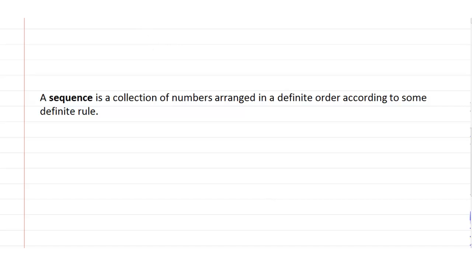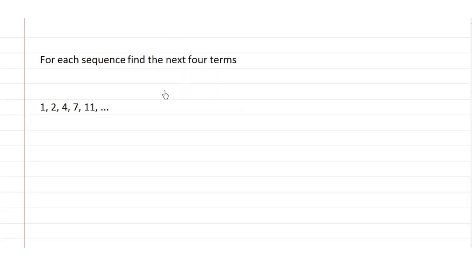Now let us learn how to solve such sums. The question is, for each sequence, find the next 4 terms. And the sequence is 1, 2, 4, 7, 11. So you need to guess what should be the next term. So let us try to analyze this.